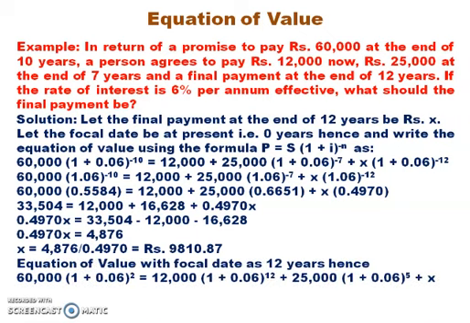So when you take 12 year hence as the focal date and you set this equation of value, you get 60,000 into 1 plus 0.06 raised to power 2 is equal to 12,000 into 1 plus 0.06 raised to power 12 plus 25,000 into 1 plus 0.06 raised to power 5 plus x.